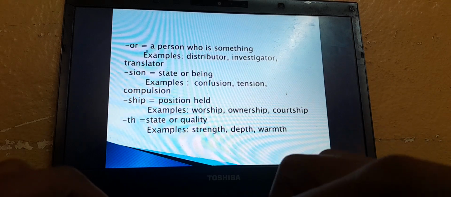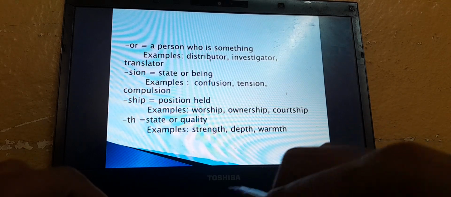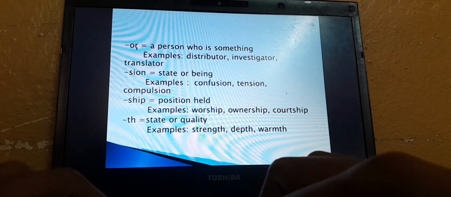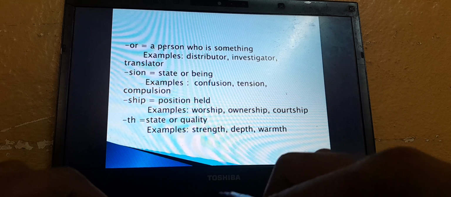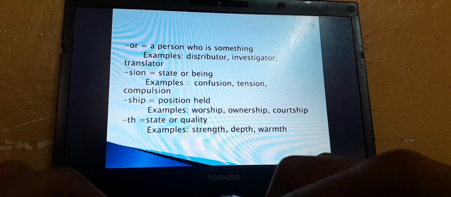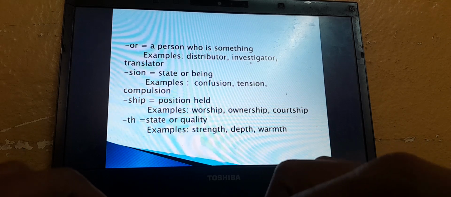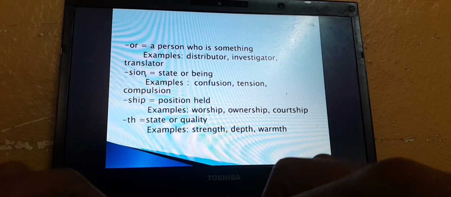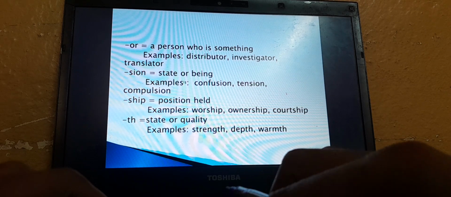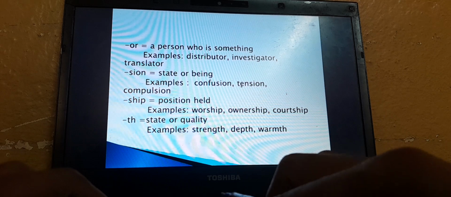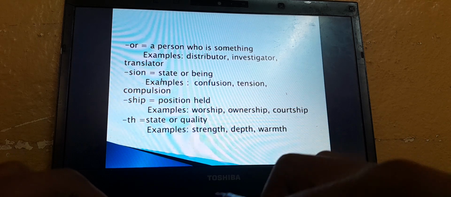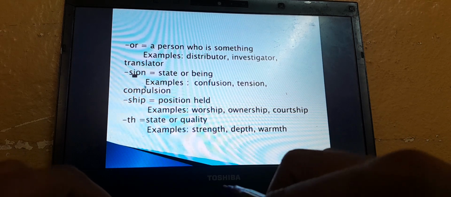Or, a person who is something. Its meaning is, or is a suffix and its meaning is a person who is something. Examples: distributor, investigator, translator. And sion: state or being. Examples: confusion, tension, compulsion. So these are some of the nouns that have been formed by using the suffix sion, okay?